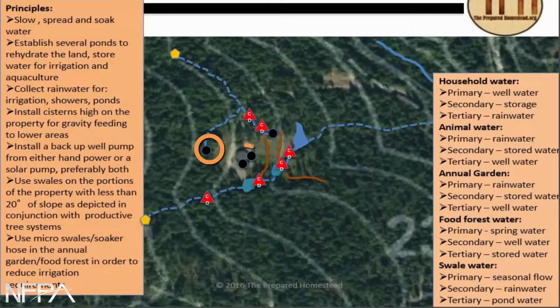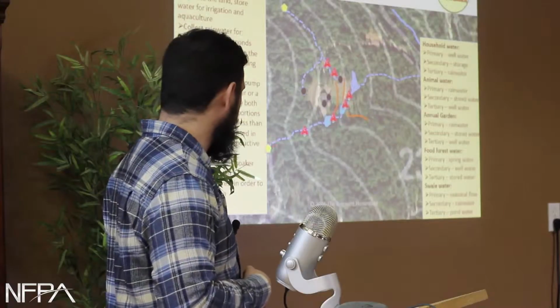And these are all collection points, rainwater collection points. We have one on our barn right here. We have one on our house right here. We're going to be adding one right there. And we're going to be adding one above the food forest so we can gravity feed our food forest. We have seasonal flow here. We're going to be developing this further. I have done some development with it, and I'll show you some pictures of that.